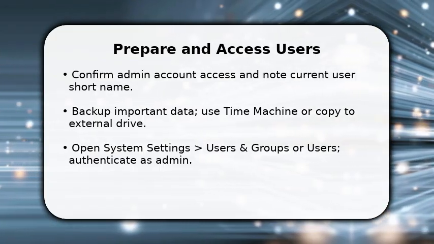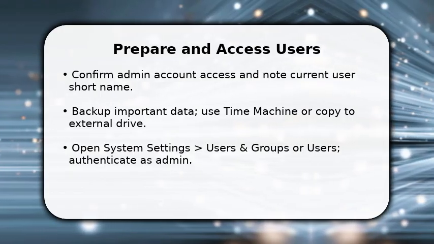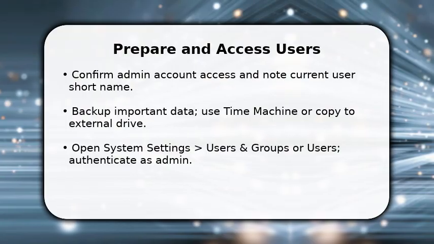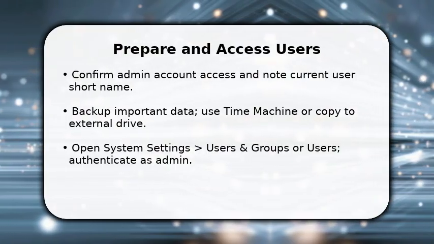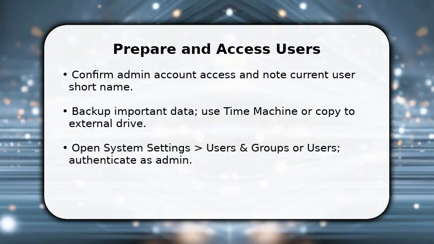Next, open System Settings and go to Users and Groups, then unlock the pane by clicking the lock and authenticating as the admin. Make sure to note the user's short name for the account you will modify. This prevents mistakes when you change account options.